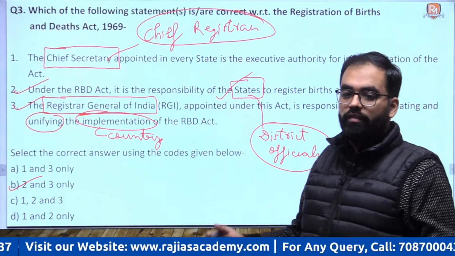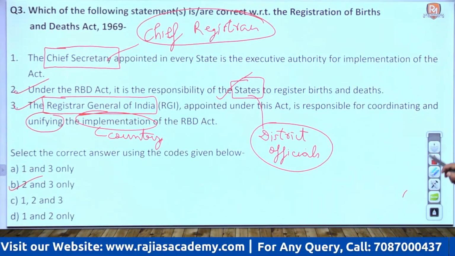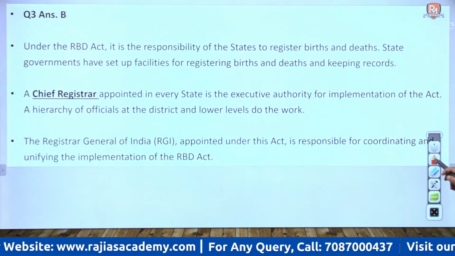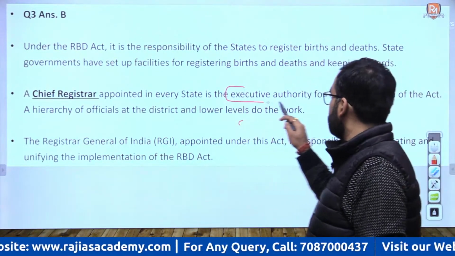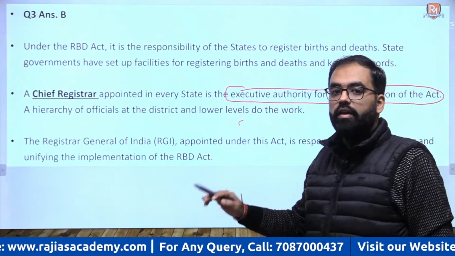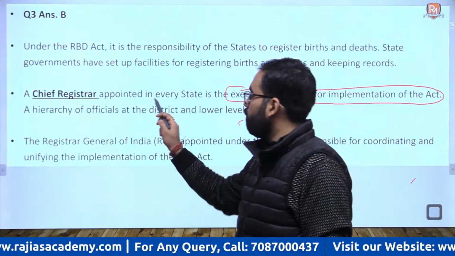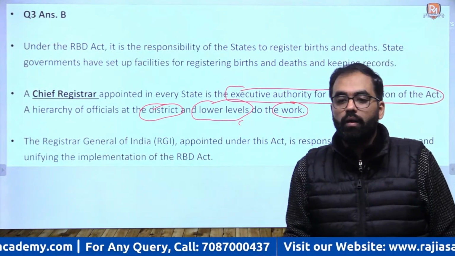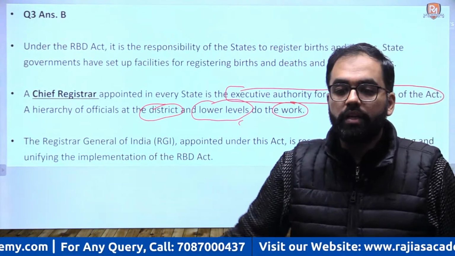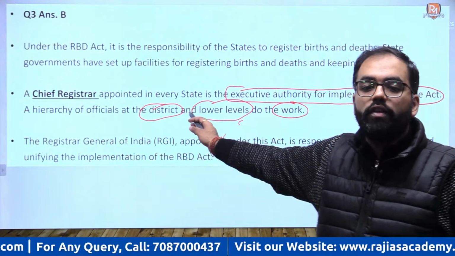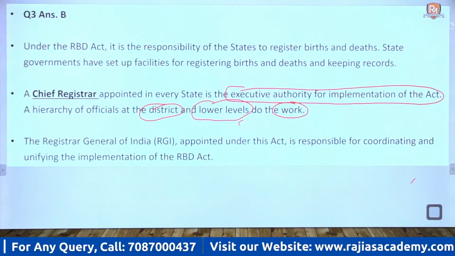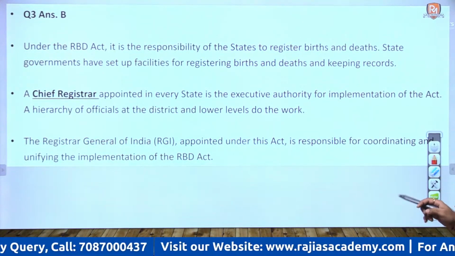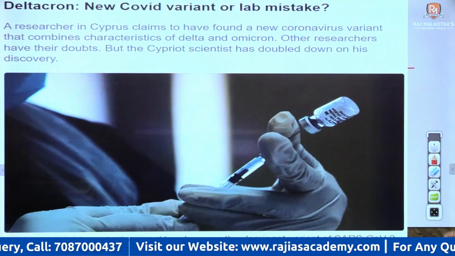Yes, exactly. Now we have the answers in the comment section. The Chief Registrar. So for question number 3, the answer is certainly B. You have the Chief Registrar in every state who is the executive authority for the implementation of the act. Below him you have a hierarchy of officials at the district and lower levels who are actually on the ground doing the work, which falls under the overall control of the Chief Registrar in the state, and at the national level under the Registrar General of India, the office of the RGI. So, moving to the next article now.